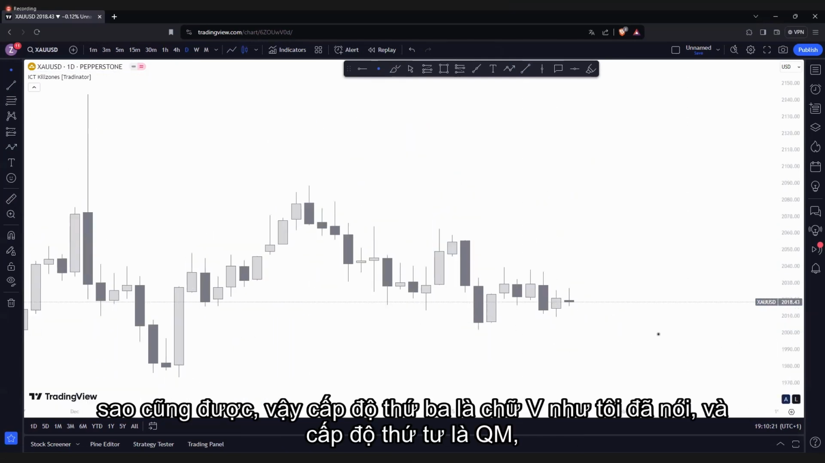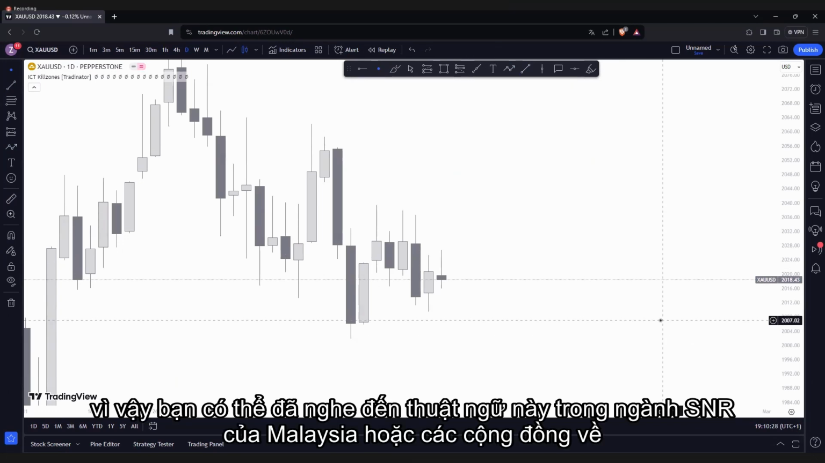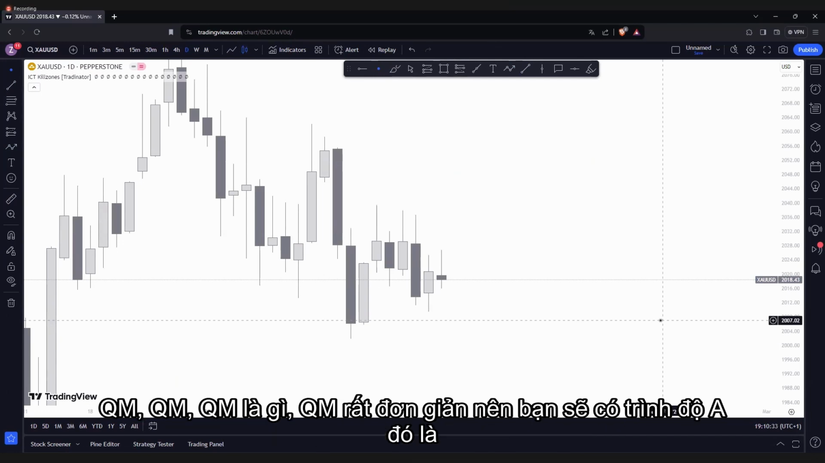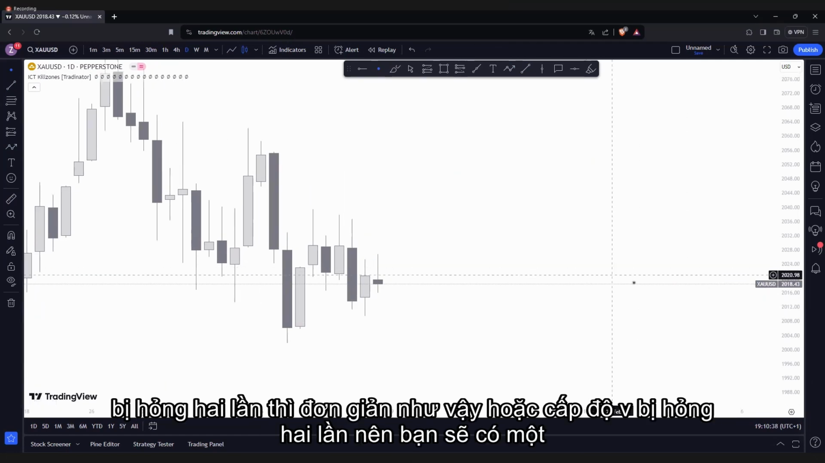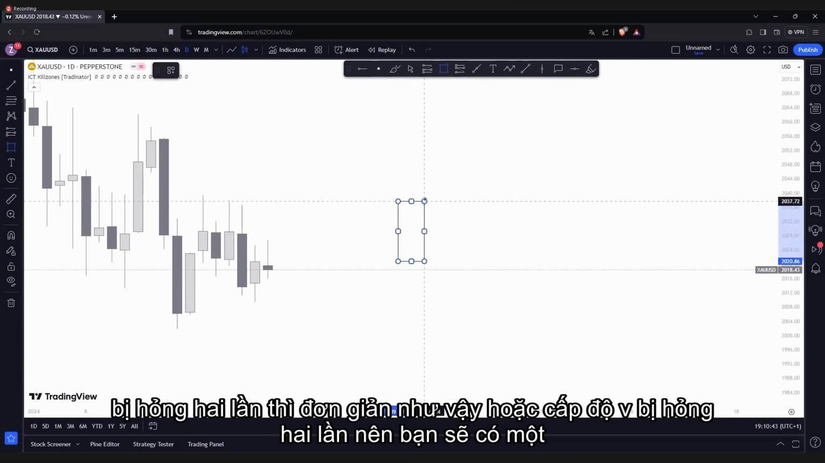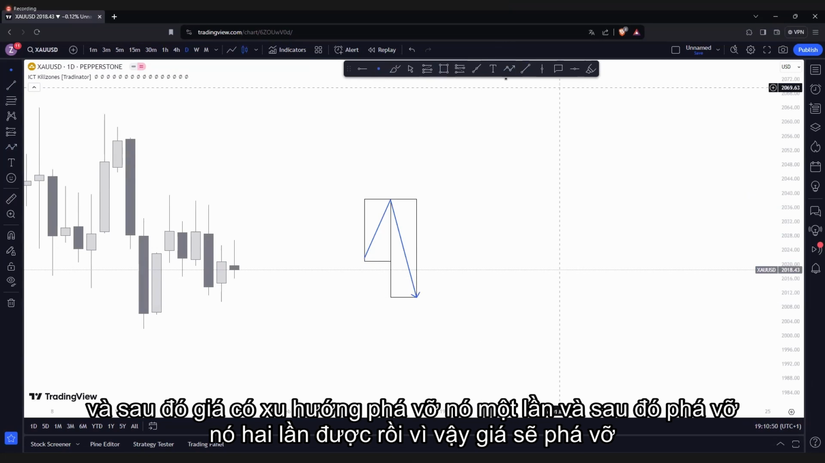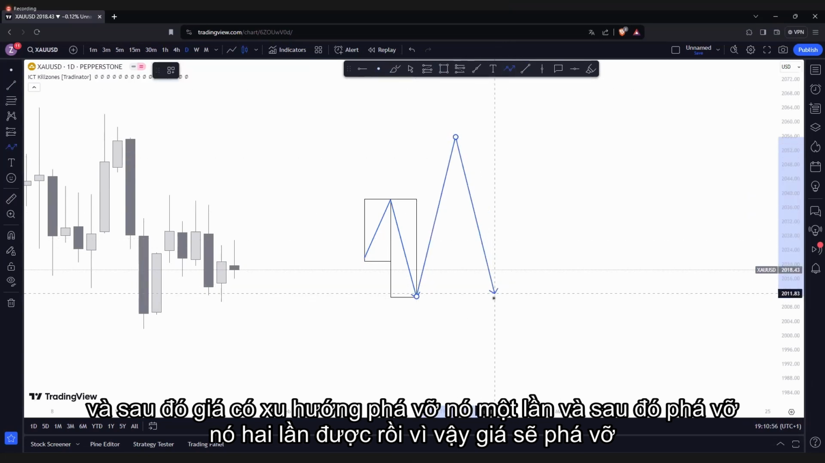Okay, so the third level is a V, as I said, and the fourth level is the QM. So you might have heard of this term in the Malaysian SNR industry or communities about the QM. QM, what's a QM? QM is very simple. So you're going to have an A level that's broken twice. It's that simple. So, or a V level that's broken twice. So you're going to have an A level right here, as you can see. So you're going to have a bullish candlestick and a bearish candlestick. And then price tends to break it once and then break it twice down.